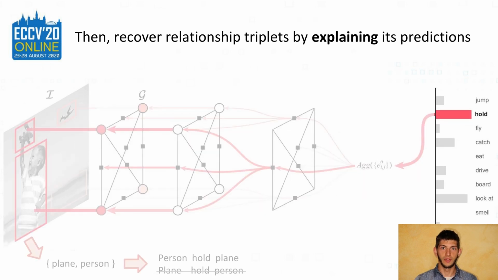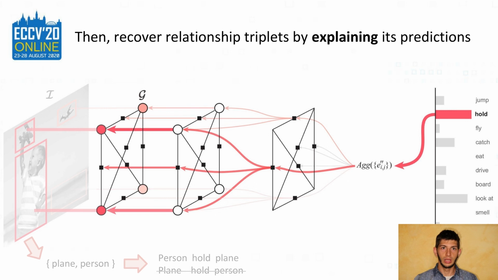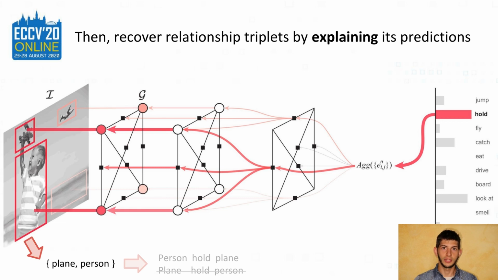Once the predicate classifier is trained, relationship triplets are recovered as the object-oriented explanation of its most confident predictions. Each predicate prediction is attributed to one or more pairs of input nodes, which are assumed to represent its subject and object. Specifically, sensitivity analysis is used to carry out the backward explanation from the output prediction to the input nodes, but other gradient-based explanation techniques perform similarly in the experiments.